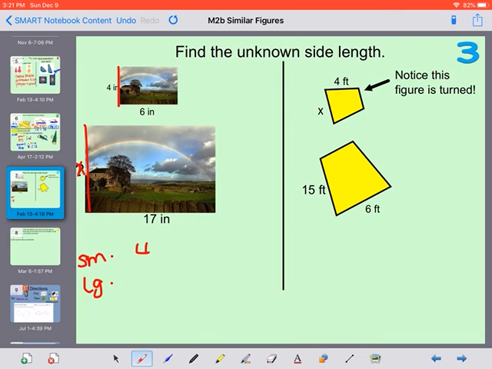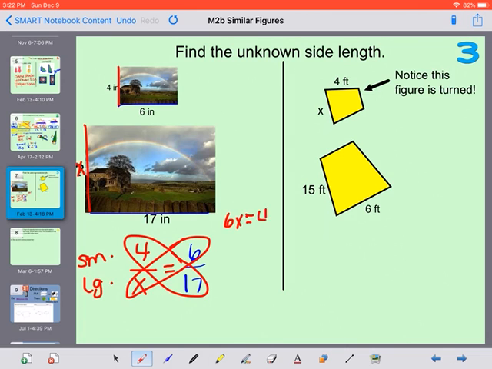So the small one is 4, the large one is x, we don't know. And the length, if the small one is 6, the large one is 17. So we can set up a proportion, which we did, and cross multiply. 6 times x is 6x.